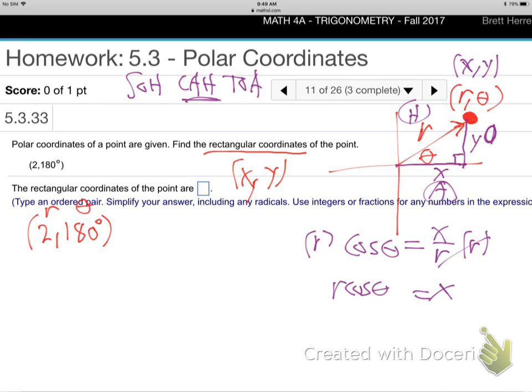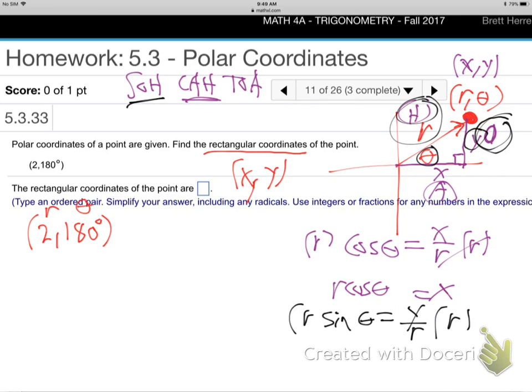What trig relationship involves y and theta? Opposite over hypotenuse, sine. So in other words, the sine of theta is opposite y over hypotenuse r. Solve for y, multiply both sides by r. R sine theta is y.